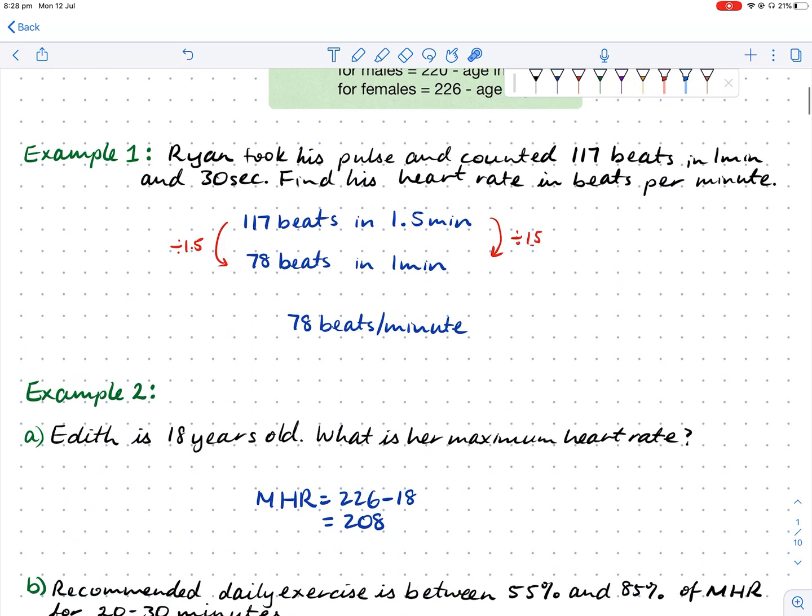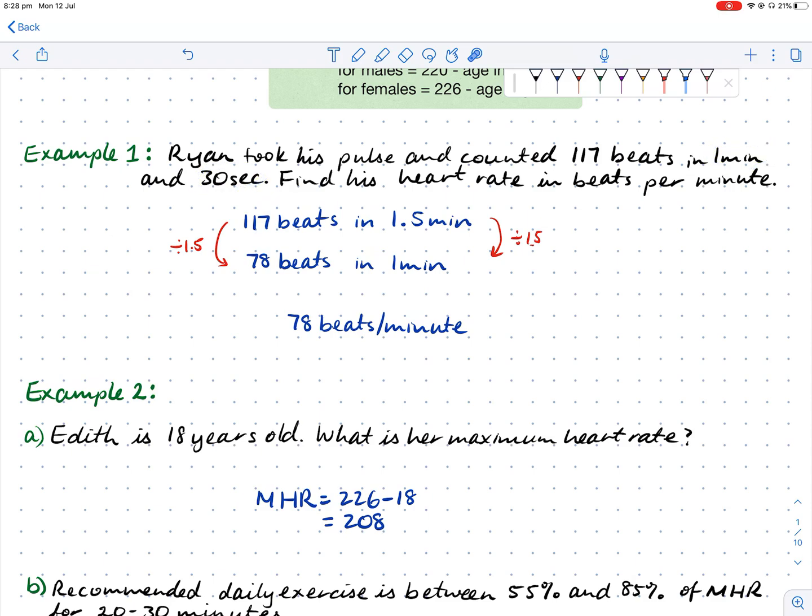So here's a couple of examples. Ryan took his pulse and counted 117 beats in 1 minute and 30 seconds. Okay, so make sure you look at that whole number. Find his heart rate in beats per minute. Okay, so that's always the unit we're using. So we have 117 beats, and then the time was 1 minute and 30 seconds.